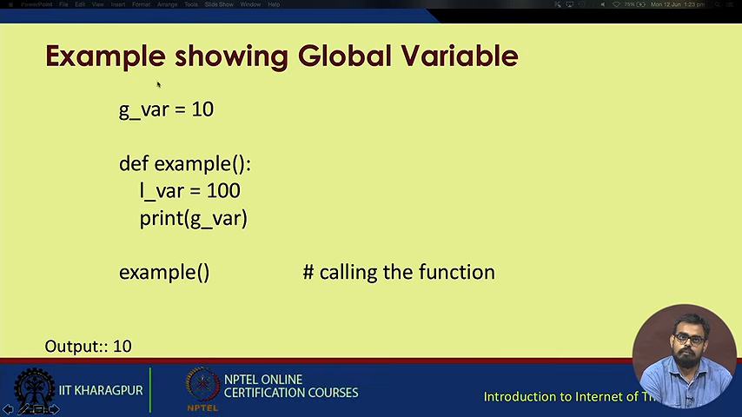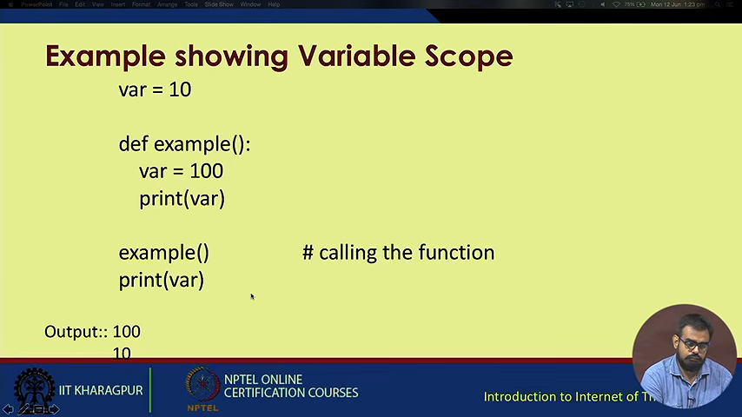So for example, suppose the definition of a function, def example, these are some operations. You define a variable as gvar equal to 10. So this, and another variable as ivar equal to 100. So within example you can call gvar, but outside example you cannot call ivar. So, basic variations.